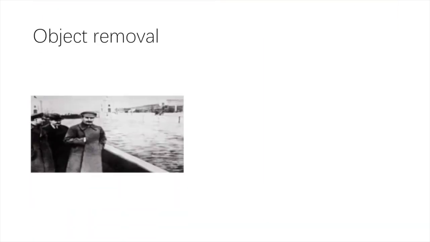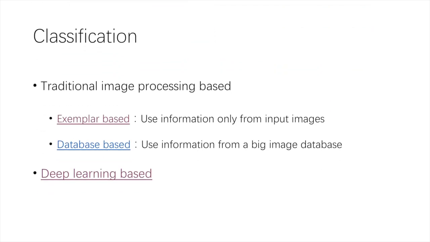Another example is about object removal. In this case, we see nothing wrong with this image. However, this was the original image. Now we will talk about how we can use the computer to do image inpainting. In general, image inpainting can be classified into two categories: traditional image processing based and deep learning based. We will introduce the exemplar-based method first.